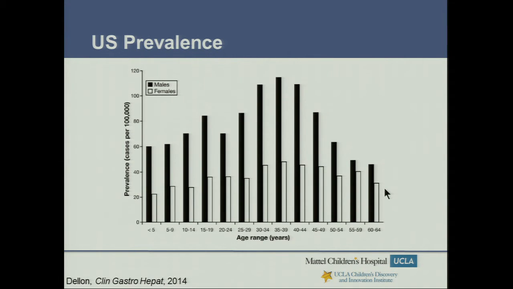And you see that there's kind of a bimodal distribution in terms of diagnosis and disease symptoms, where a number of patients are diagnosed in the school-age childhood years, and then a number of patients in the young adult years. Most patients are diagnosed before age 50.